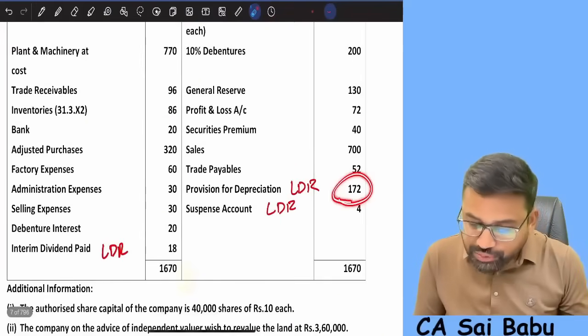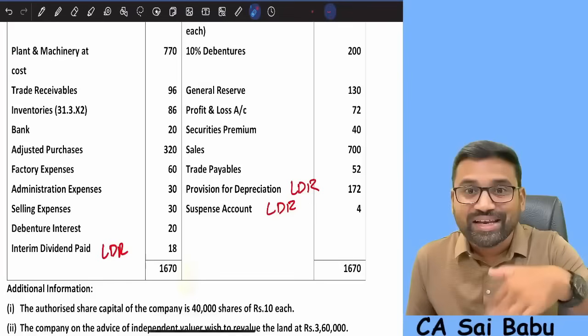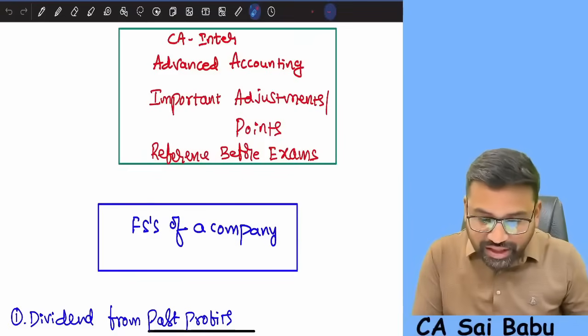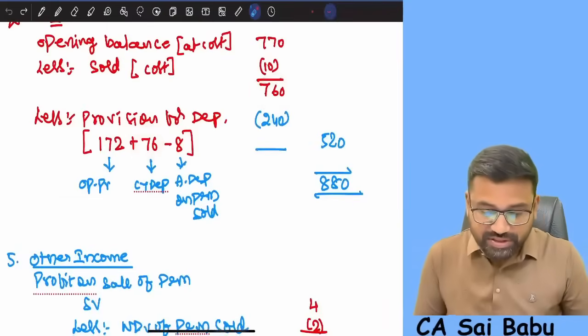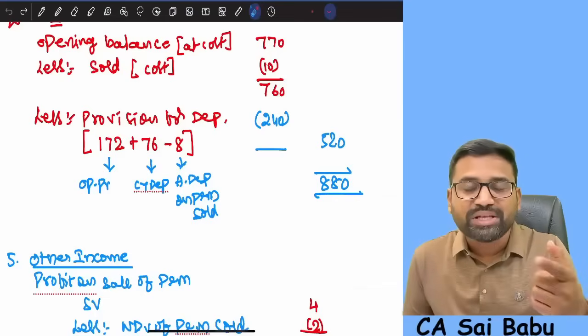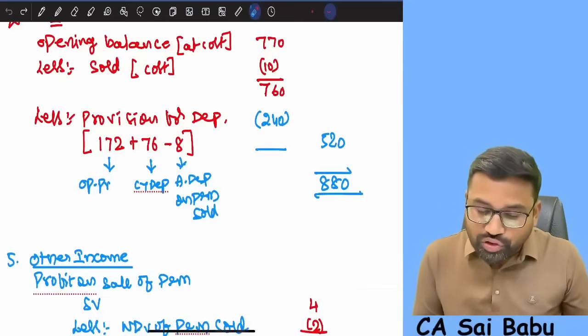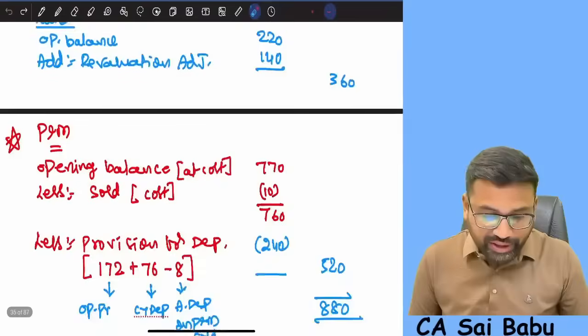This provision for depreciation they have already given in the trial balance. This is 172. This is the opening provision. Now for this, you need to make the current year adjustments. So current year adjustments are what? Current year depreciation is 10% on 760, 76, minus 8. The 8 minus is the depreciation in respect of assets sold. Therefore, the closing provision for depreciation is 240. So, plant and machinery will be shown at 520.